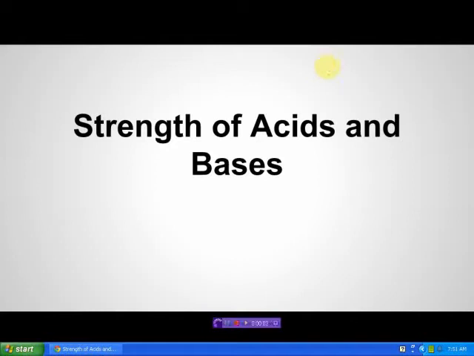Hello and welcome to Strengths of Acids and Bases. Today we are going to look at how we measure the strength of an acid and a base, what the difference between an acid and a base is on the pH scale, and what that has to do with solutions.